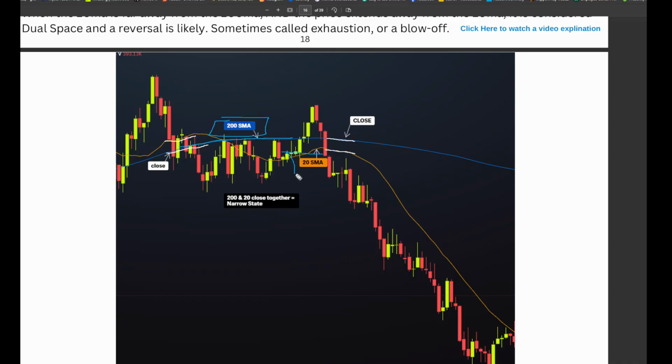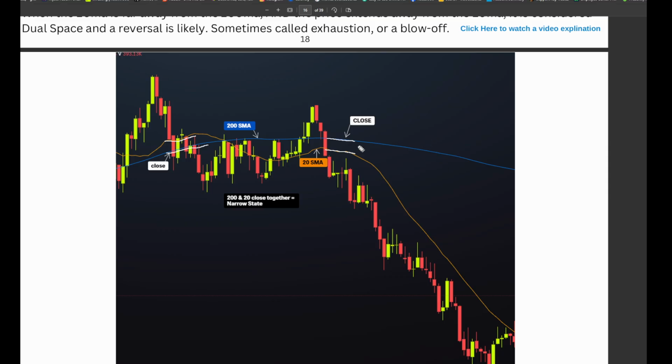Look at the 20 here. They're close, right? You can see how close they are here. How close they are here. You can see that, right? We don't trade that because, I mean, look at price. We don't want to trade that.